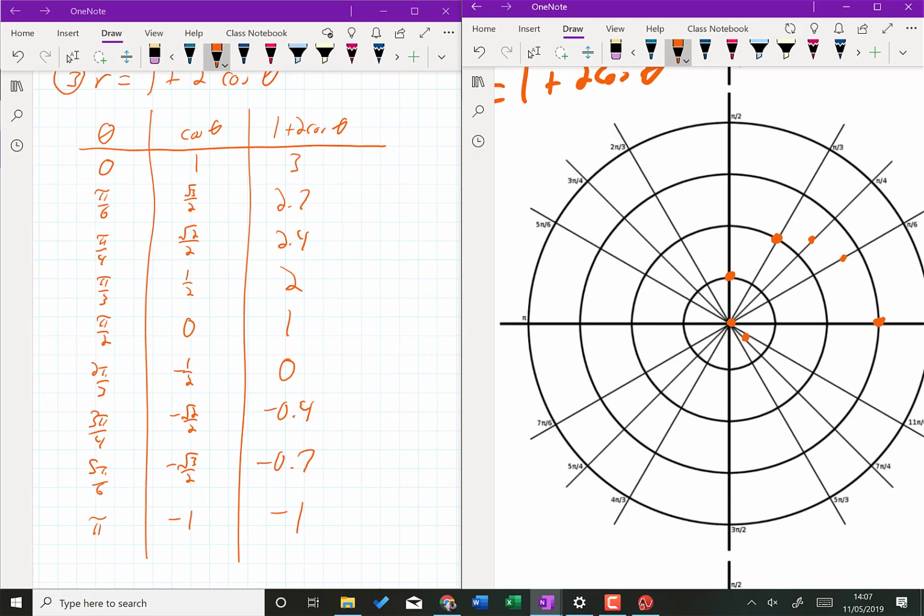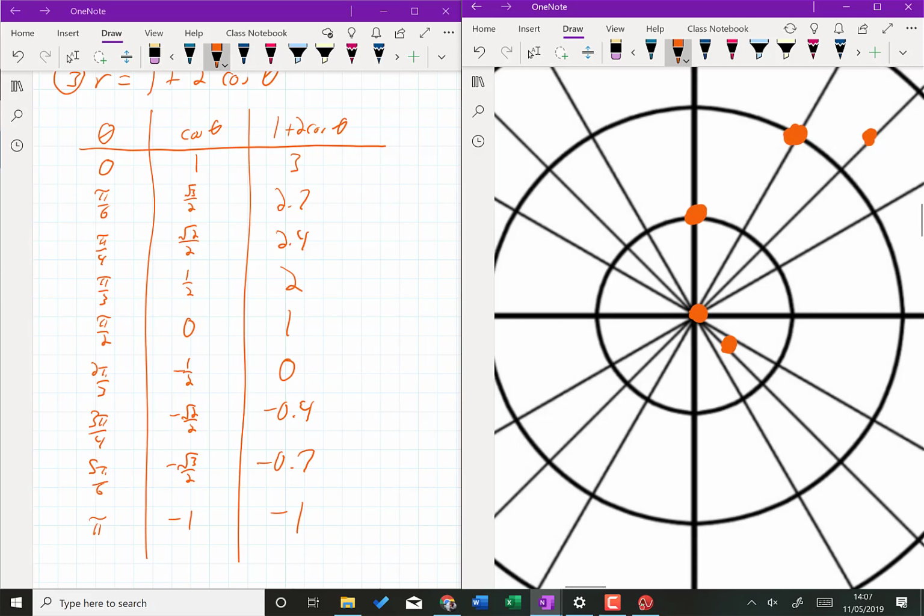Then 5 pi over 6, negative 0.7. Okay, I really want to make that tinier. Negative 0.4, negative 0.7. And then pi, negative 1. Pi is to the left, but negative 1 is to the right, and we go back to here.